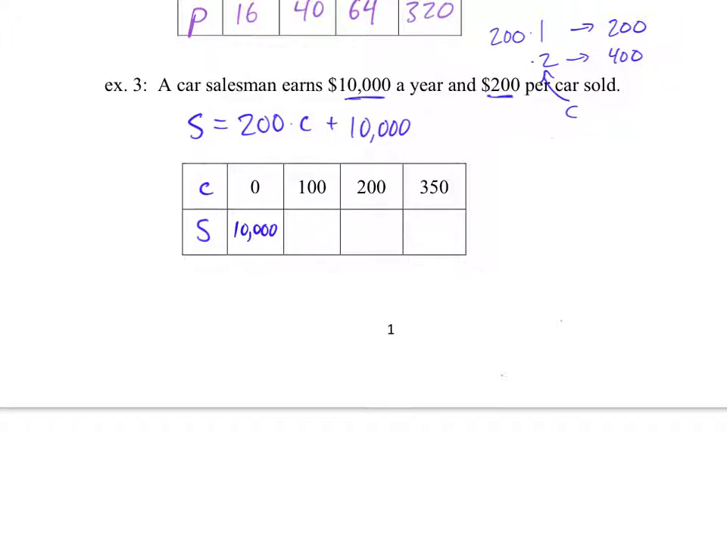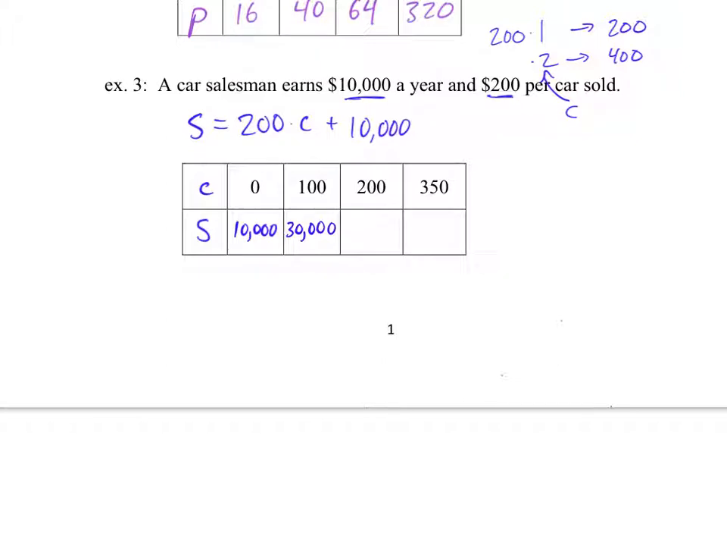But okay, they sell 100 cars. Put 100 in there. 200 times 100. 2 times 1 is 2. How many zeros do you add? 30,000. Wait, no. There's 20,000. 20,000, yep, because 2 times 1 is 2, then we have 1, 2, 3, 4 zeros. So that's 20,000 plus 10,000. 30,000. So they're making 30,000 a year.